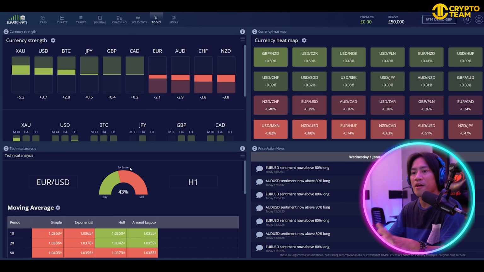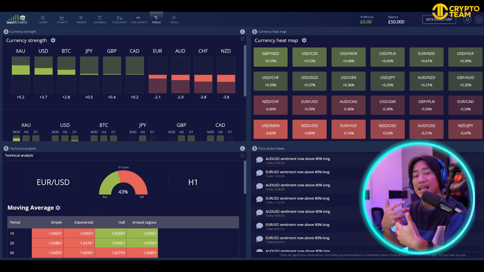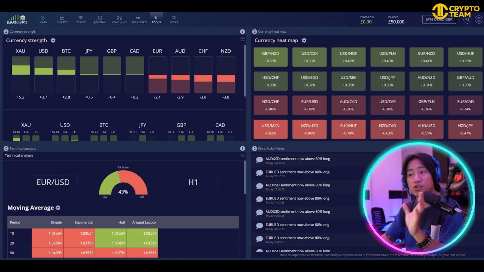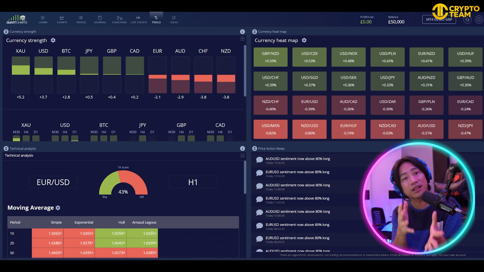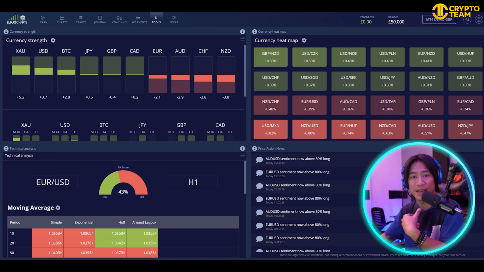Look at that. So see, you have the pairs and the sentiments, like say for example for this one, AUD USD sentiment now above 80% long. That will definitely help you out in making informed decisions as it happens. So this feature supports various strategies and includes scalping, swing trading, and day trading as well, by providing the actionable data that is required for you to make successful trades.